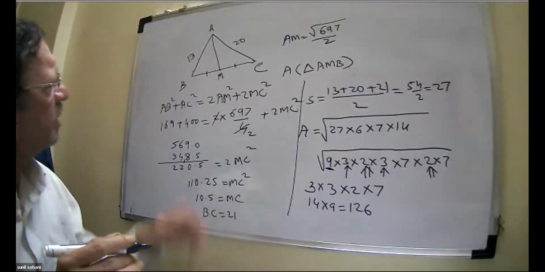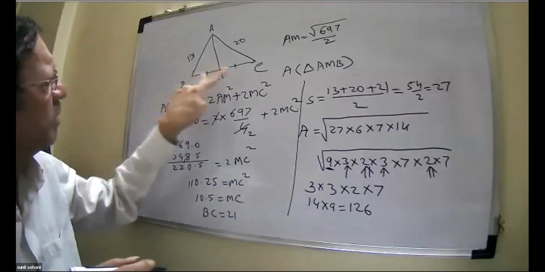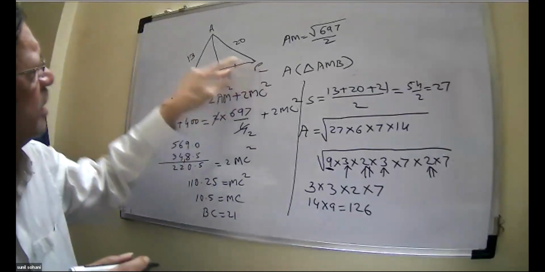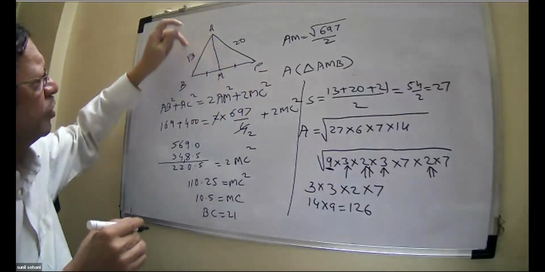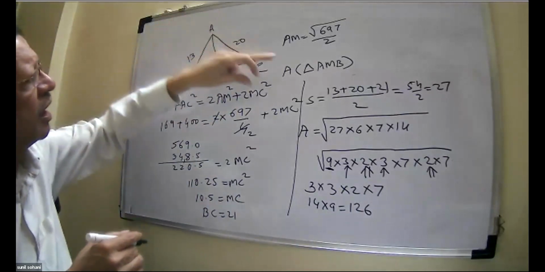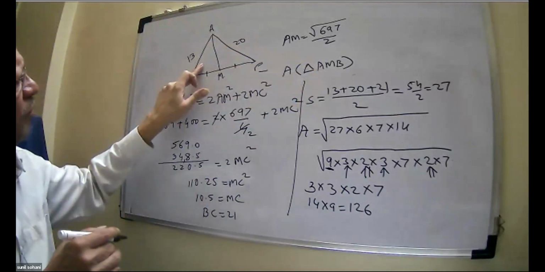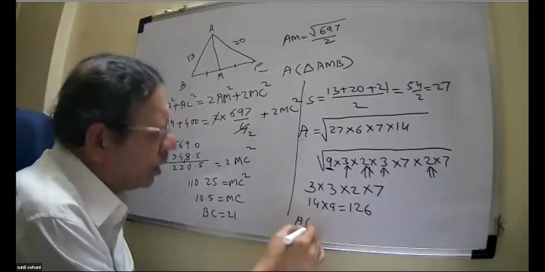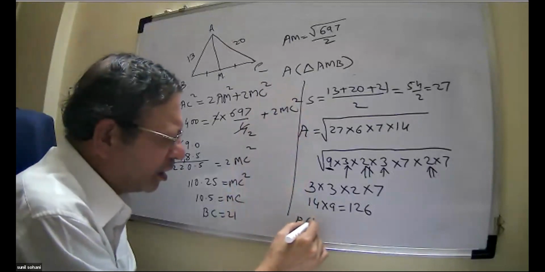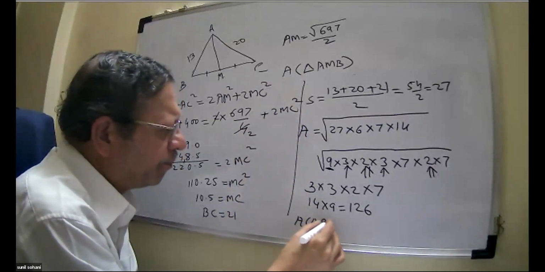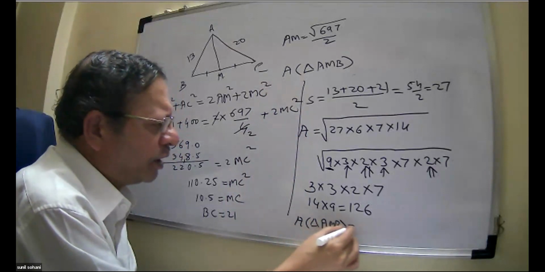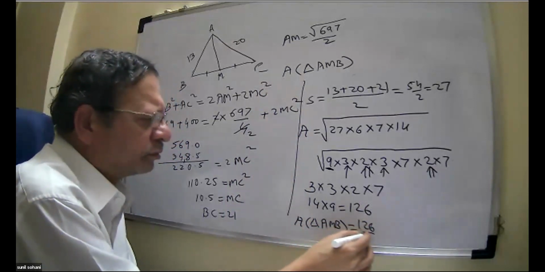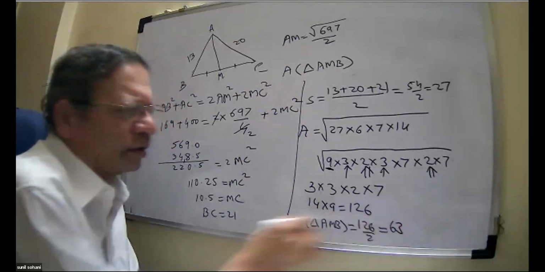And you will see that the bases are the same. PM and MC have equal bases and their height is equally shared. So as per the question, the area of triangle ABM will be exactly half of the whole triangle area, by BPT, the basic proportionality theorem. So the area of ABM will be exactly half of 126, which is 63.